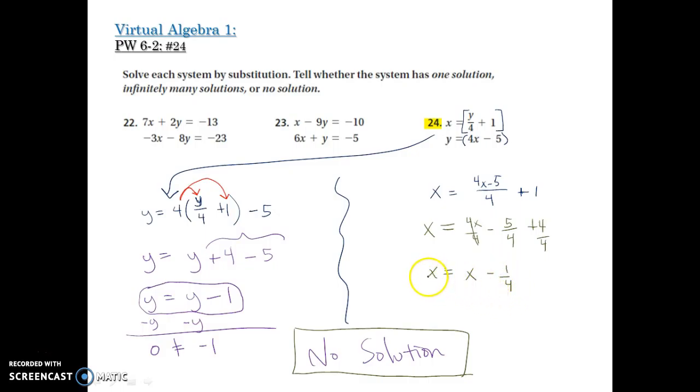And there's no number that we can plug in for x that's going to be equal to 1/4 less than itself. And so if we were to subtract x from both sides, we would get 0 equals negative 1/4, which is never true, so we get no solution.